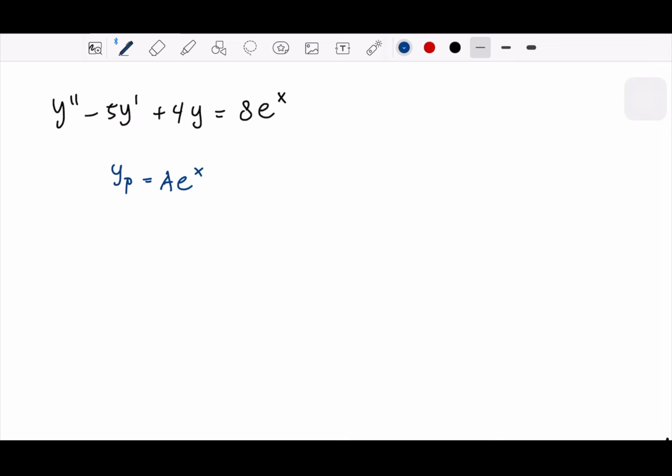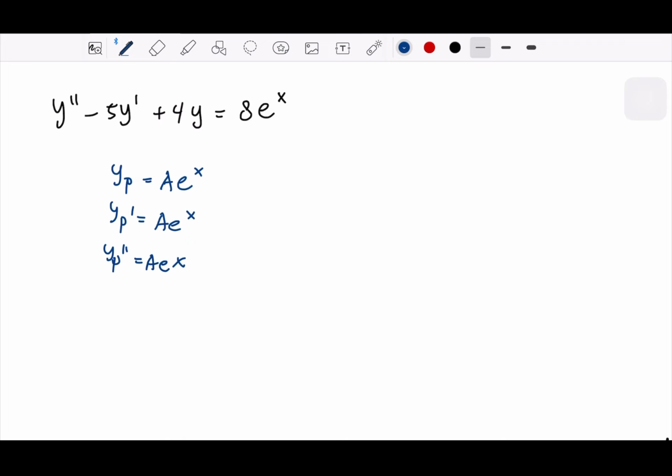But if we find the derivative, they are still the same, right? They will be the same. Okay. So this first derivative is still the same. Second derivative also the same.